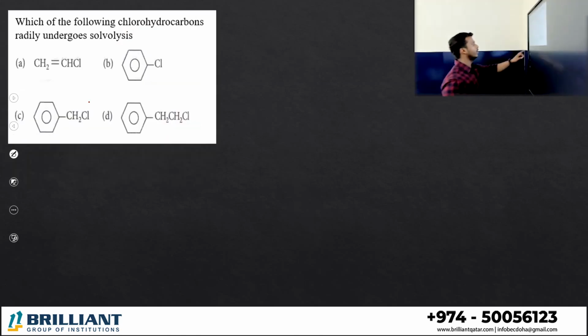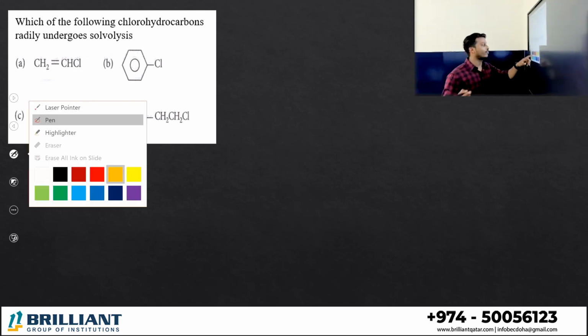Which of the following chlorohydrocarbons readily undergoes solvolysis? What is the meaning of solvolysis? It is the ability of the substance to react with a solvent, like water. Again, they are checking which will undergo the SN1 reaction faster. So the one that undergoes it faster is the one that gives the most stable carbocation.